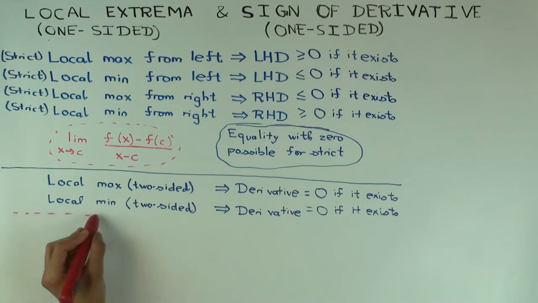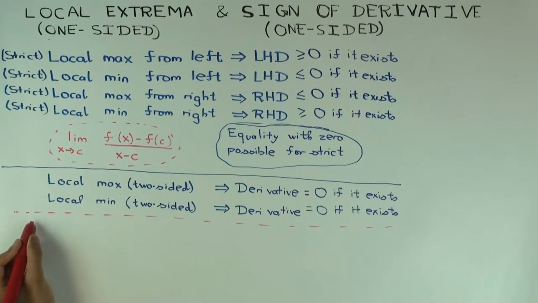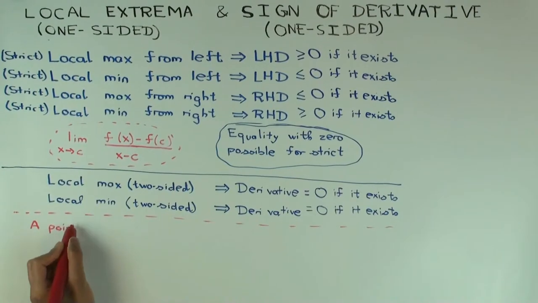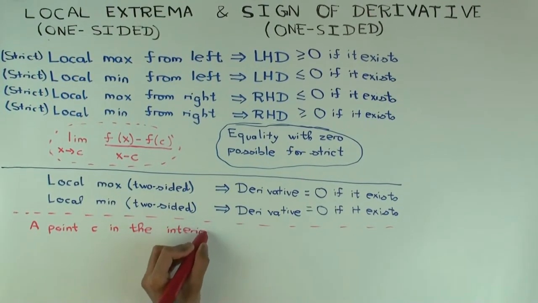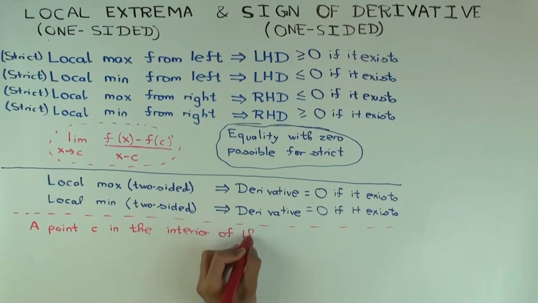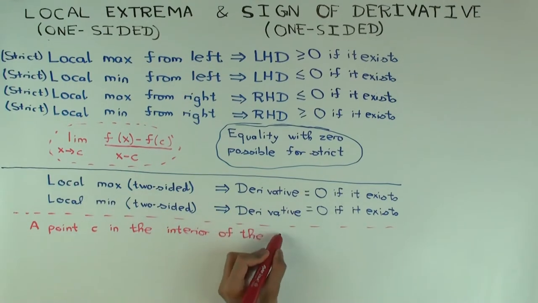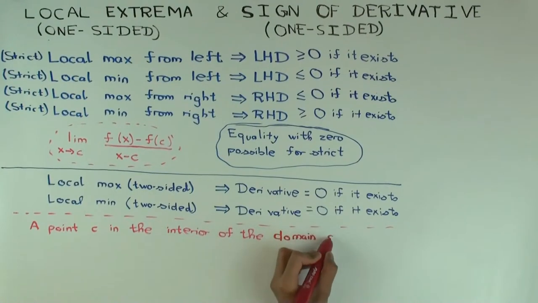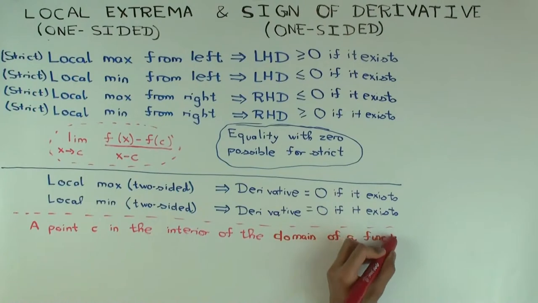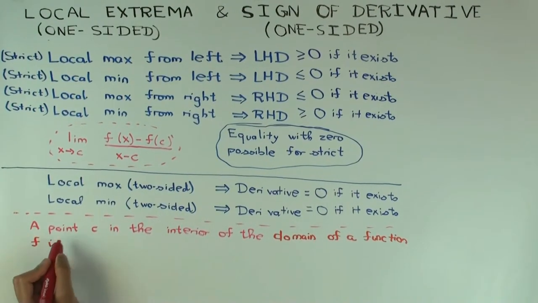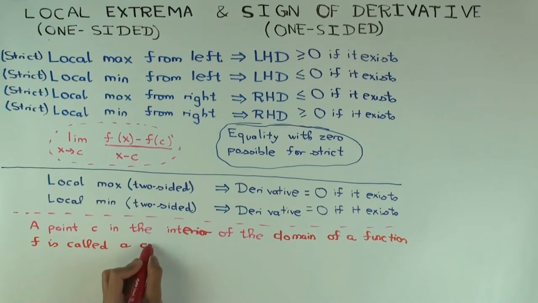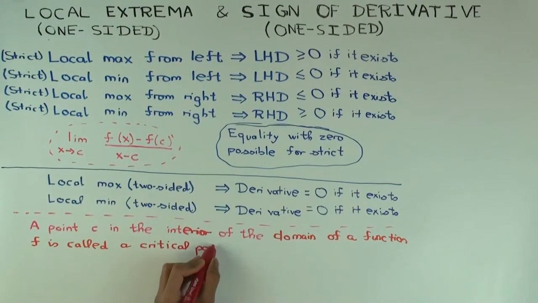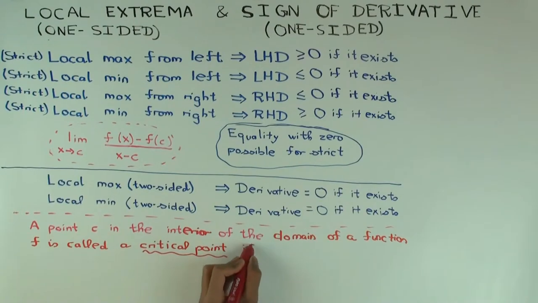So let me define something and then say this another way. So a point C in the interior of the domain of a function f is called a critical point if what? If the derivative at that point equals zero or doesn't exist.